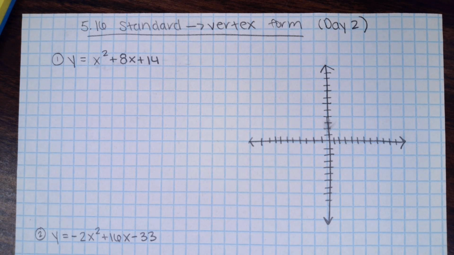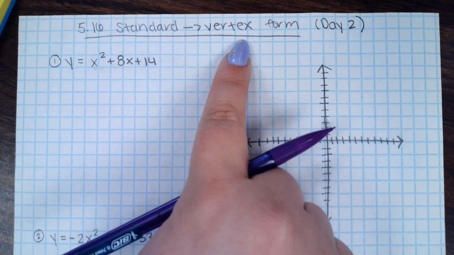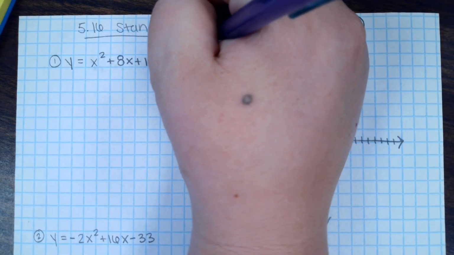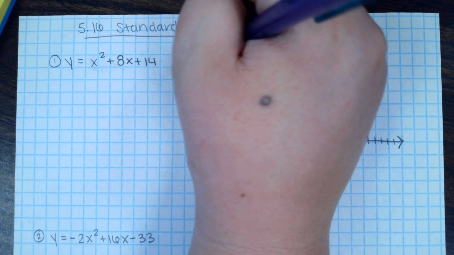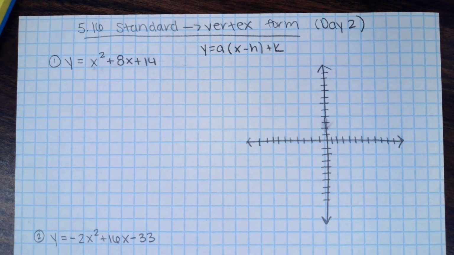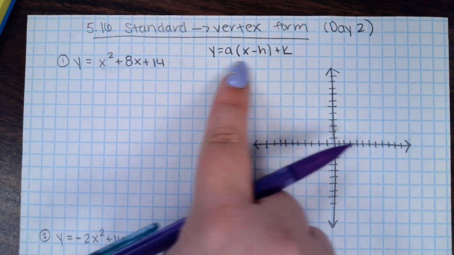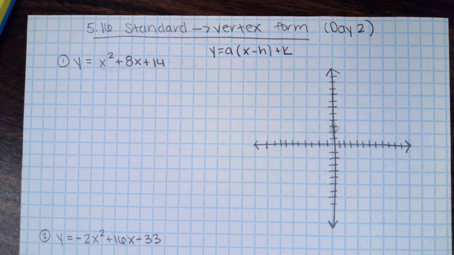Today we are going to continue talking about vertex form, but we're going to switch it up a little bit. We are going to talk about what we do when we're given standard form, and we want vertex form. Let's remind ourselves what vertex form looks like so we know what the goal is. We're going to take this and make it look like this, and then we can graph it using symmetry like we did yesterday.